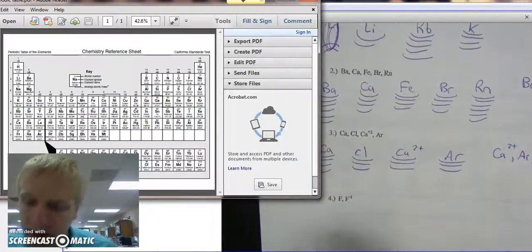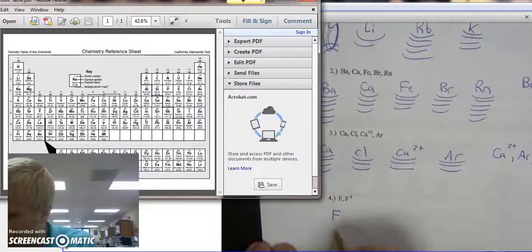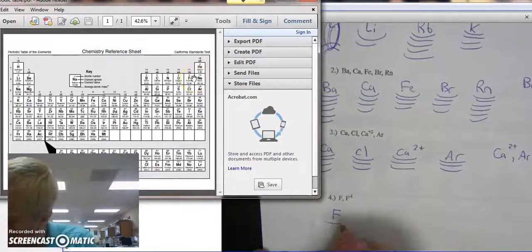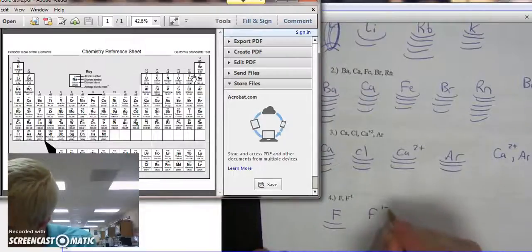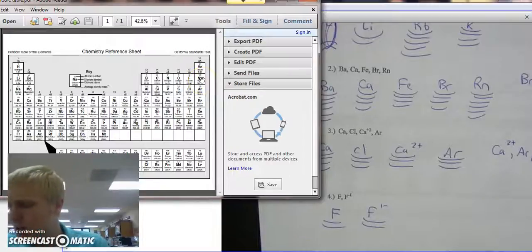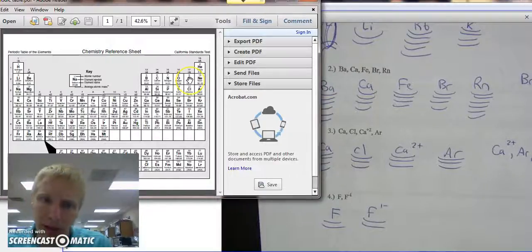So F and F minus. Looking at it, F has 2 shells of shielding, and F minus has 2 shells. It also has the same number of electrons as neon does. So same number of shields. We've got to look at the number of protons. Both of them are fluorine, so they both have the same number of protons.